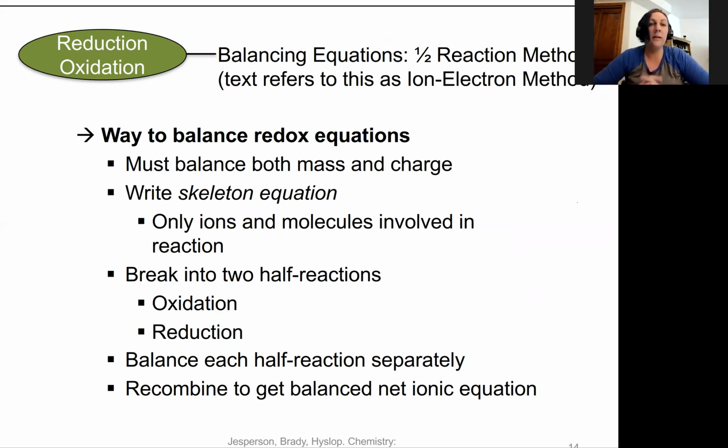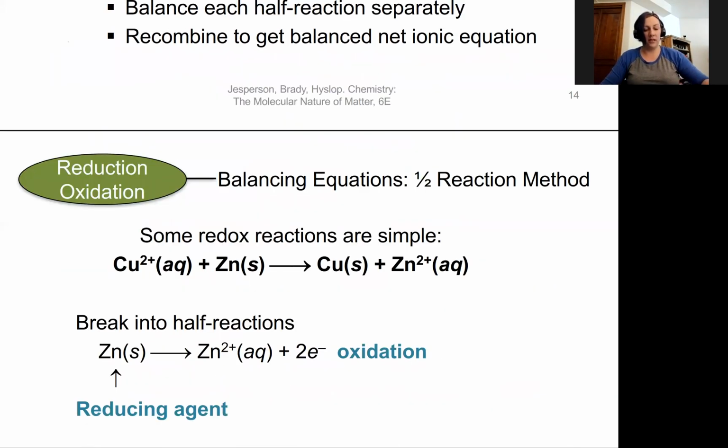So the way we're going to balance redox reactions is by balancing mass first and then charge. And so we're going to want to write a skeleton equation that's only the ions and molecules that are being involved in the actual reduction and oxidation, and break those up into 2 half reactions. So we can see what electrons are being gained or lost. And then once we have those broken up into half reactions, we're going to go ahead and balance each one separately and then combine them at the end to get a net ionic equation. So let's walk through one of these.